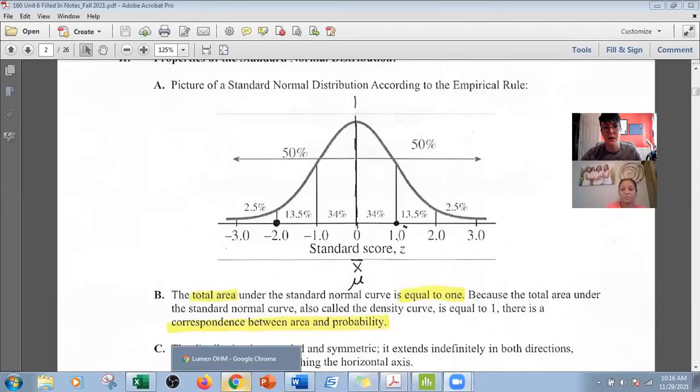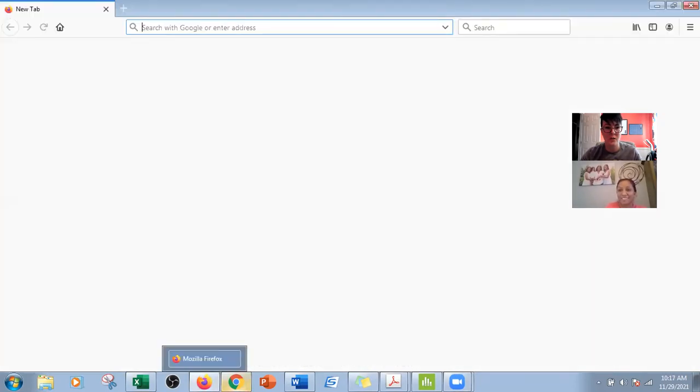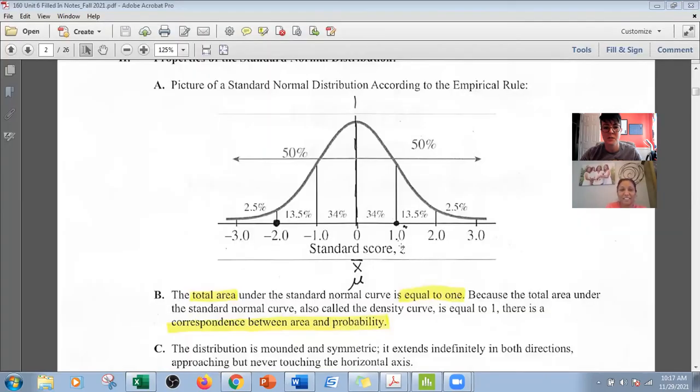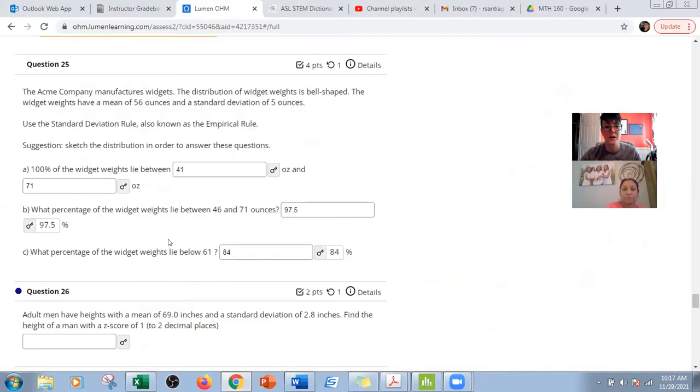Oops, I opened up Firefox accidentally. Don't you hate when you accidentally click a button? You're like, no, I didn't mean that. Please, no. Let's get rid of this. Okay, I do that all the time.